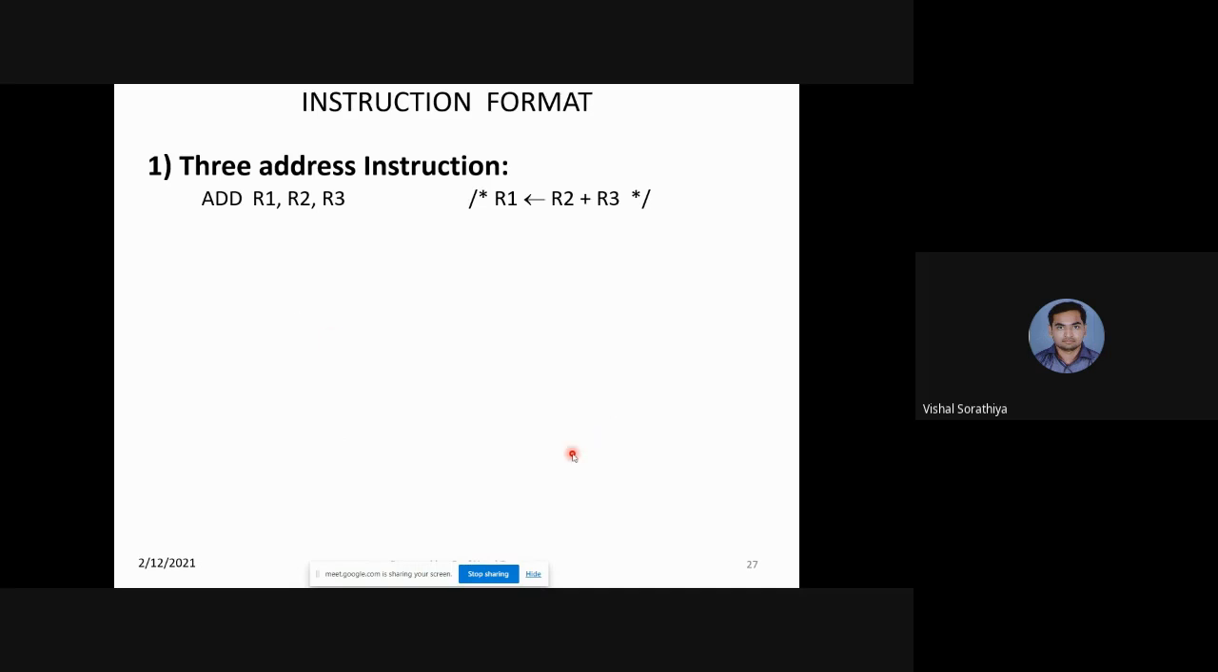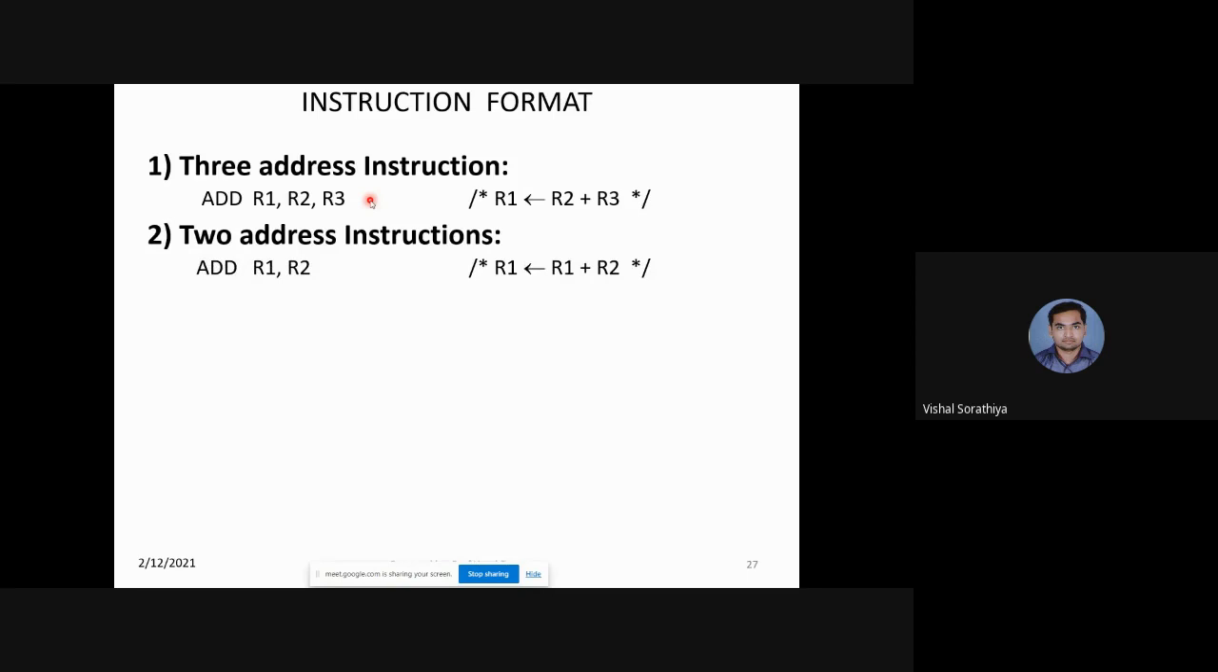Directly, whatever the first location is, it's your destination, and the rest of them are the operands on which you need to do the operation. So whenever it is like this one, add R1, R2, R3, the resultant data comes to R1 and the addition is done on the next 2 registers, R2 and R3.